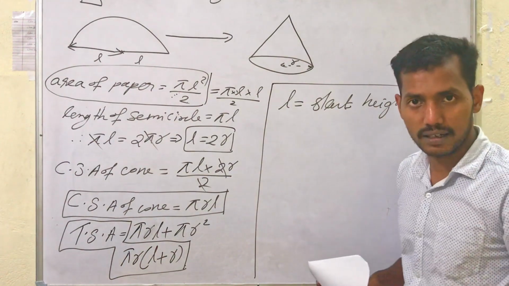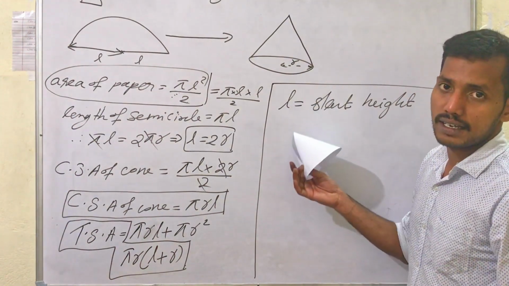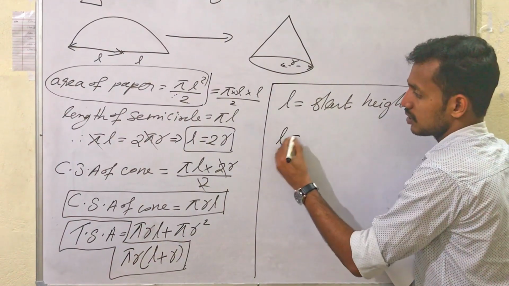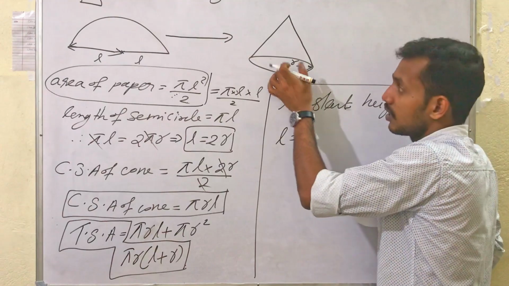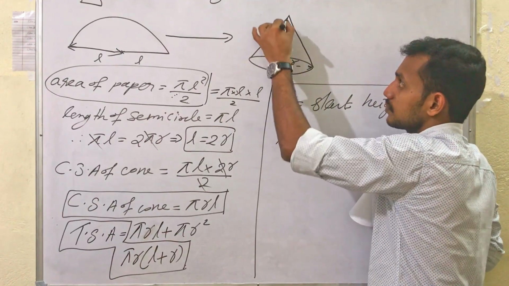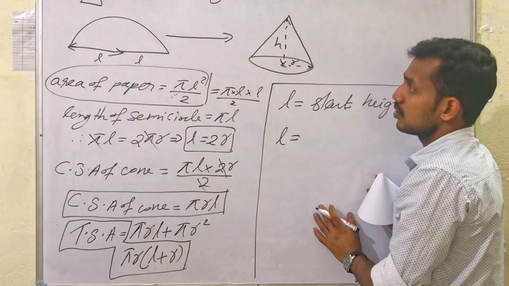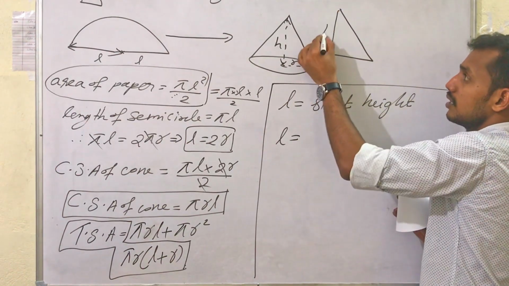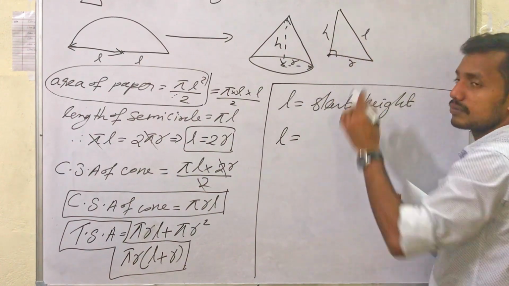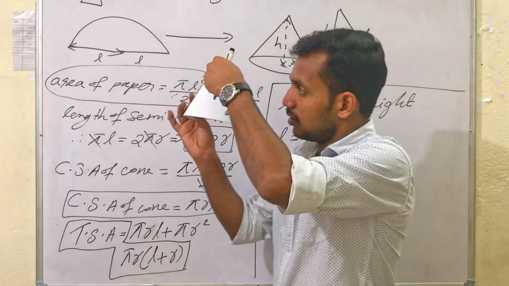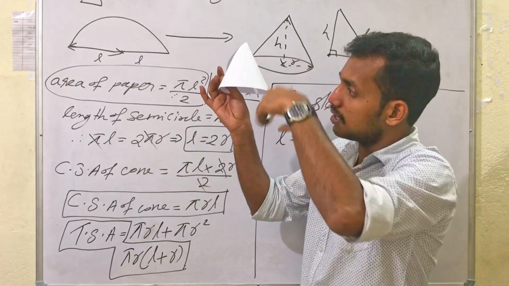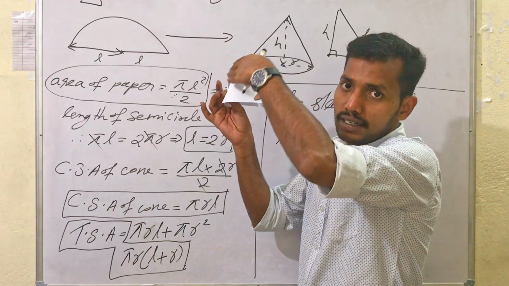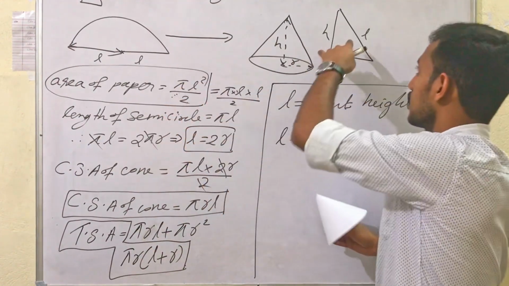L is equal to slant height. What is the relation between slant height, height, and radius of the cone? This is the radius and this is the height, h. So we can see that these are the sides of a right angle triangle. The height is the perpendicular distance, and h and r are perpendicular to each other. Radius and height are the sides, and slant height acts as the hypotenuse of the right angle triangle.